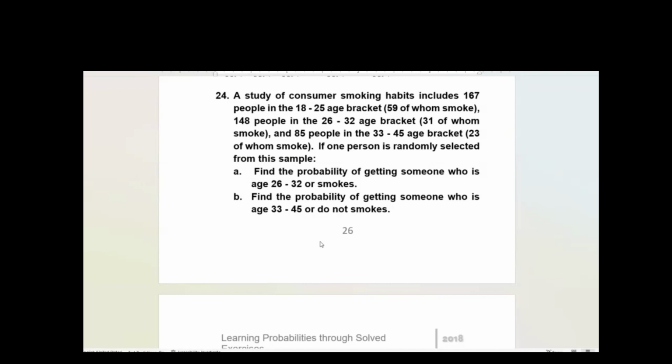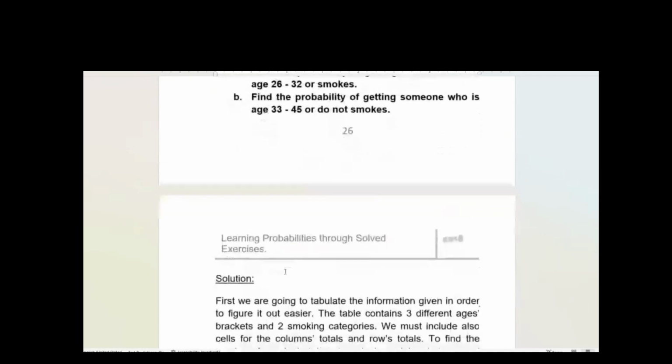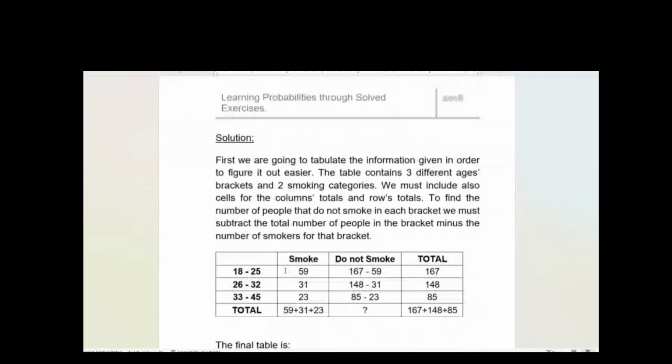Now we have a problem where the events are not mutually exclusive. Why? Because you can be in the bracket from 26 to 32 years old and smoke at the same time. So it's not a contradiction to be in that bracket and to smoke. One event doesn't exclude the occurrence of the other. Exactly like that, being in the age 33 to 45 and not smoking are not mutually exclusive events. So when we have to do this, the first thing we have to do is organize our data.